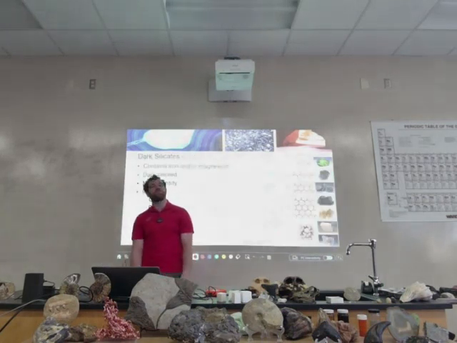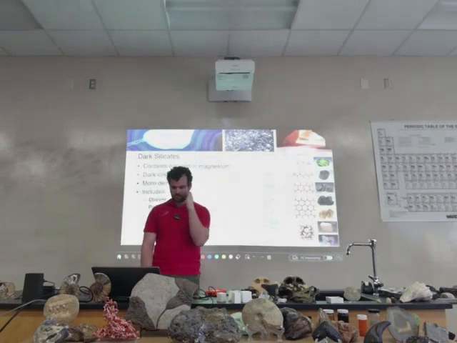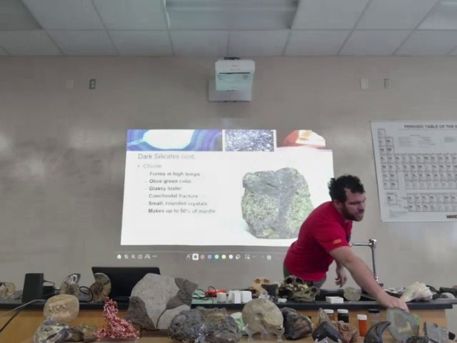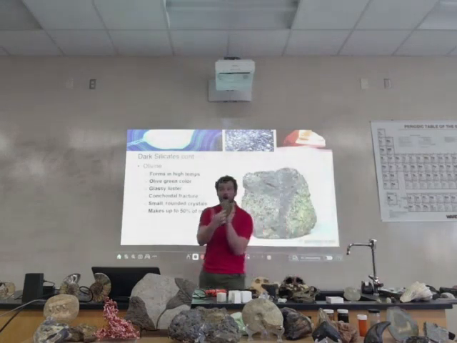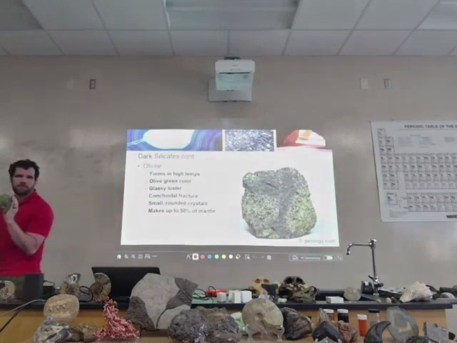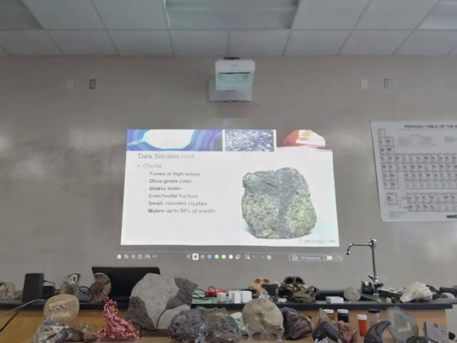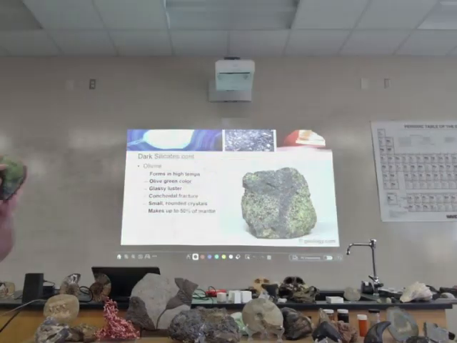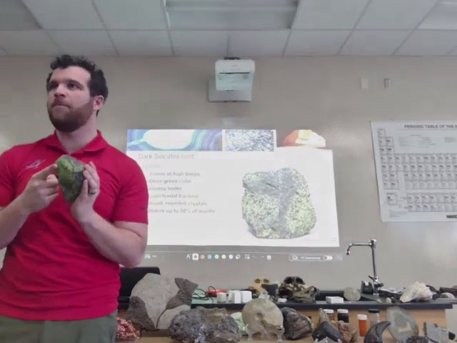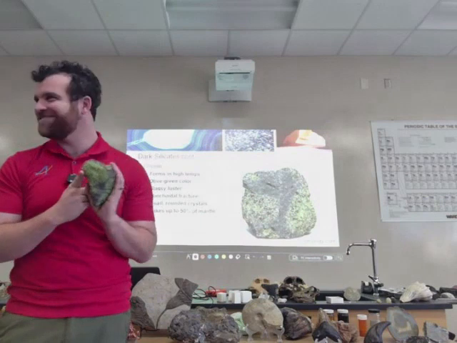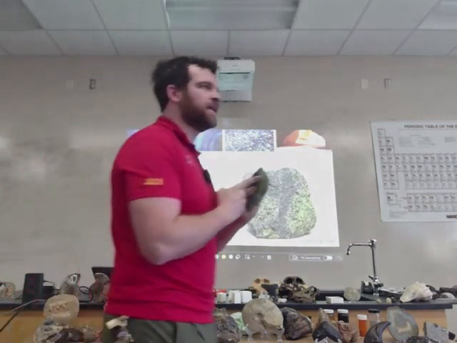Now let's talk about the dark silicates. Let's start off with olivine. I showed you this sample last time we met. This rock is peridotite. Most of the mantle is made of peridotite, right? However, the minerals in peridotite, there are two of them. This green one, olivine. I bet you can't guess why it's called olivine. Because it's green, right? In case you aren't aware, classic olives are green.